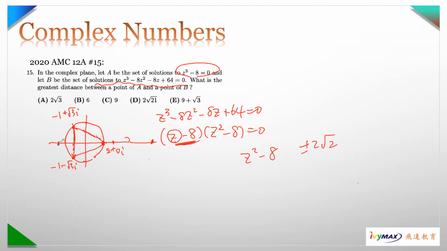So they want to find the greatest distance between the points of the first set and the points of the second set, right? Obviously, this is the farthest distance from this point to the point (8, 0). Then just use the distance formula to figure this out. Yeah, we can find it.